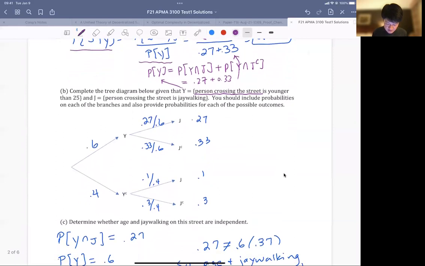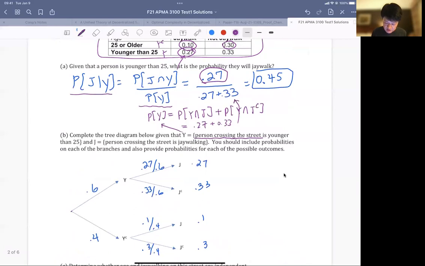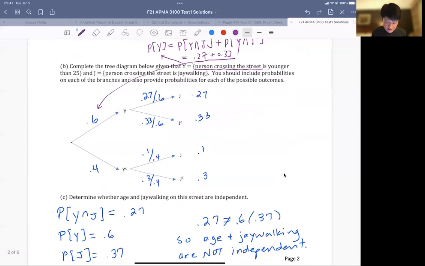And for this tree diagram, starting from the root, we go to Y, meaning we should write the probability of Y, which we already computed here, right? This is the probability of Y, so that's 0.6. And because Y complement is the remaining part in the sample space, you have 0.4 here. 0.6 and 0.4 in the first level of the tree.